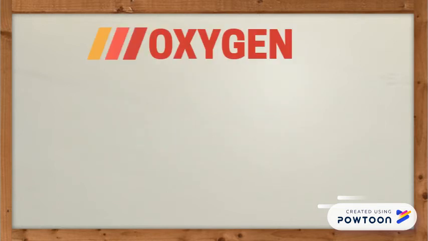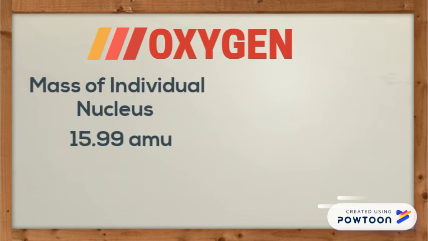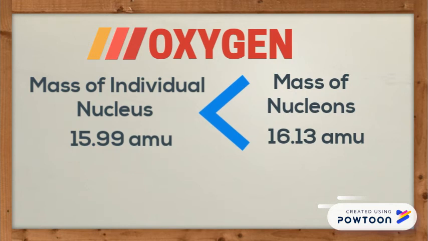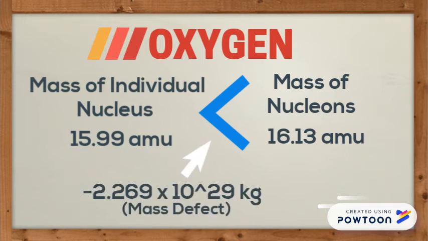For example, oxygen, which is 15.99 atomic mass units. This is lower than the mass of the nucleons that it consists of, 8 protons and 8 neutrons, which is 16.13 atomic mass units. This difference in mass is known as the mass defect, and it is a value of negative 2.269 times 10 to the power of negative 28 kg.